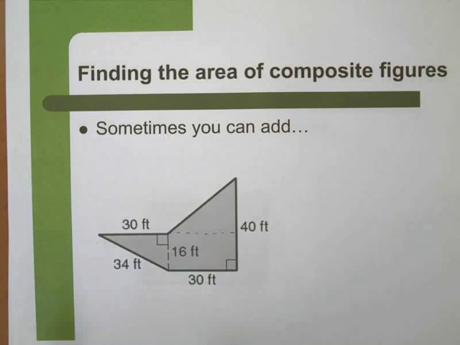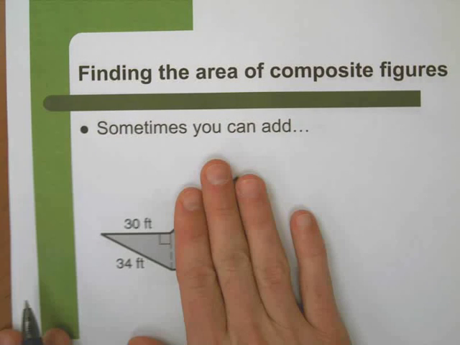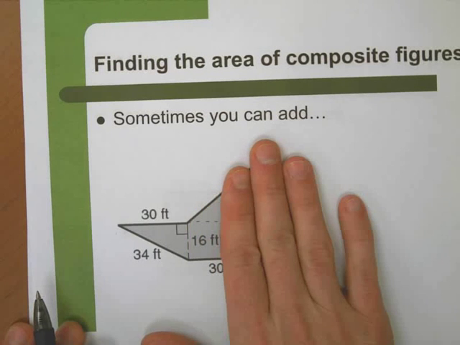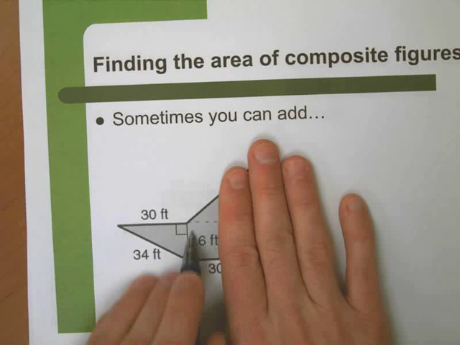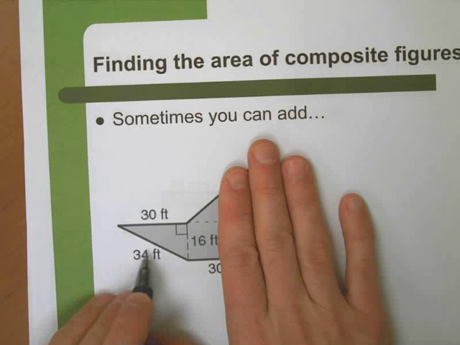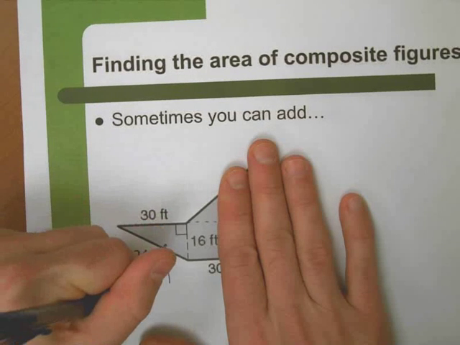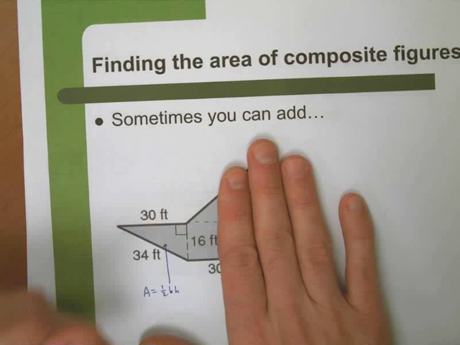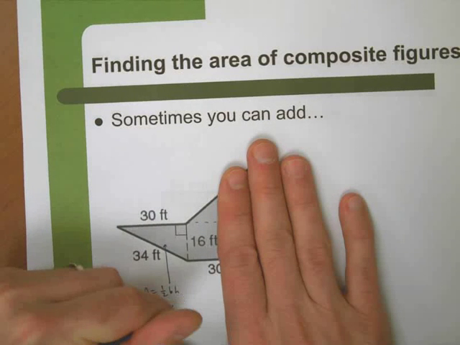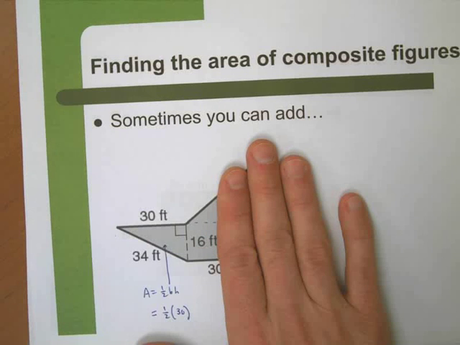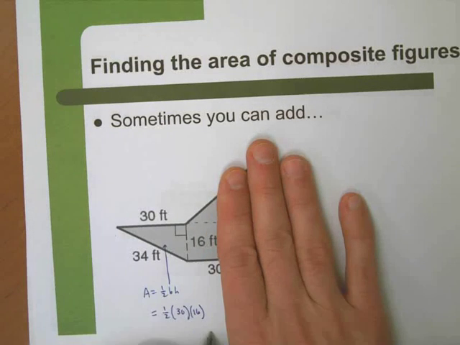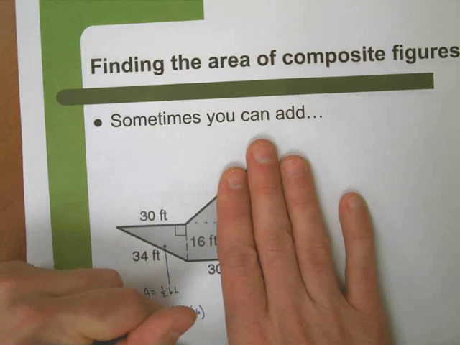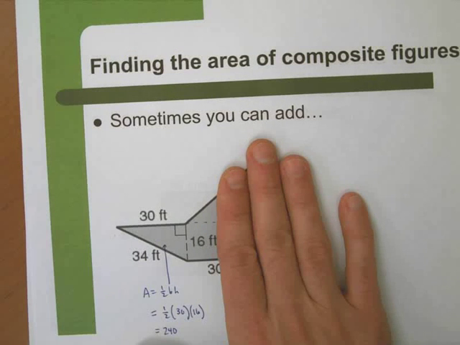Well, let's do the triangle first. I'm going to do triangle and trapezoid. If I look at this shape, I look at the triangle over here. That's really 1/2 of a rectangle that's 30 by 16, if that was a full rectangle. So here's what I know. The area of that shape is 1/2 base times height. The base would be 30 in this case, and the height would be 16. And if I take 1/2 times 30 times 16, that should give me 240 square units, right? Square feet. So I've got that shape.